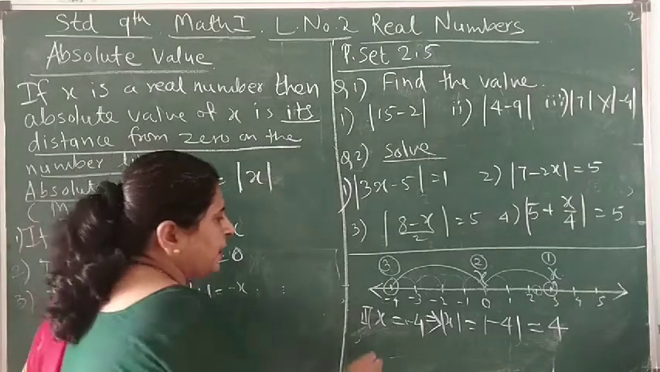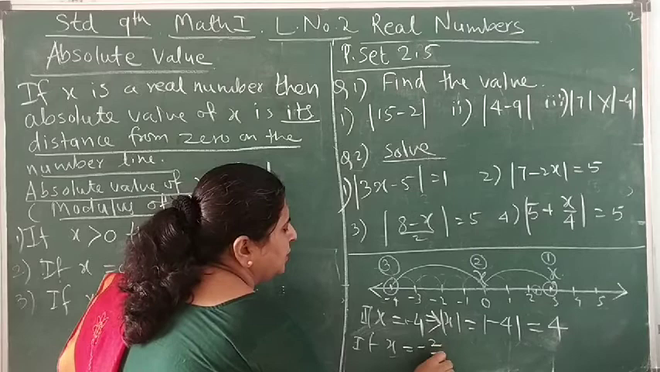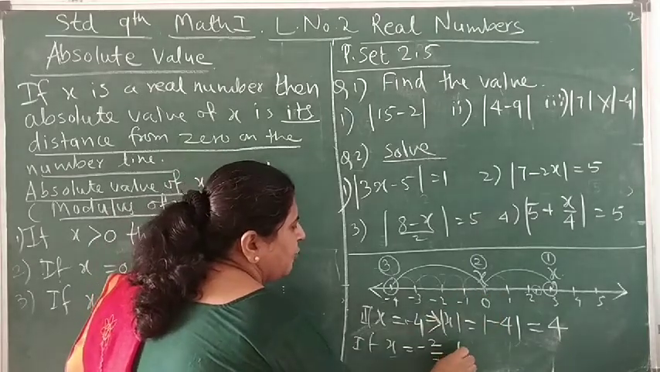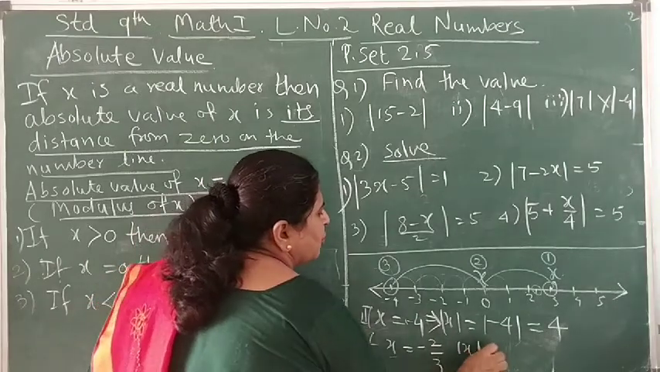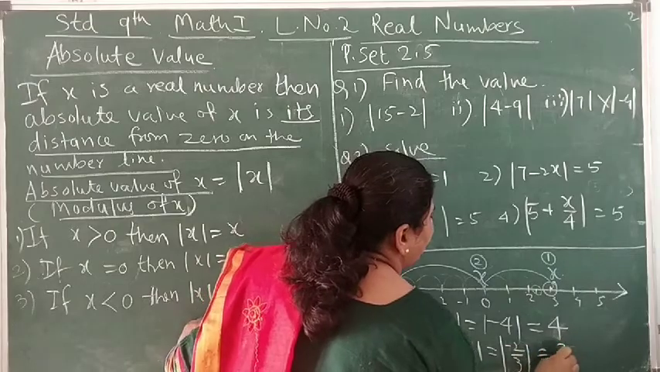It is 4. If x is say minus 2 upon 3, somewhere here between 0 and minus 1, then what is the absolute value of x? The absolute value of minus 2 upon 3 is going to be 2 upon 3.